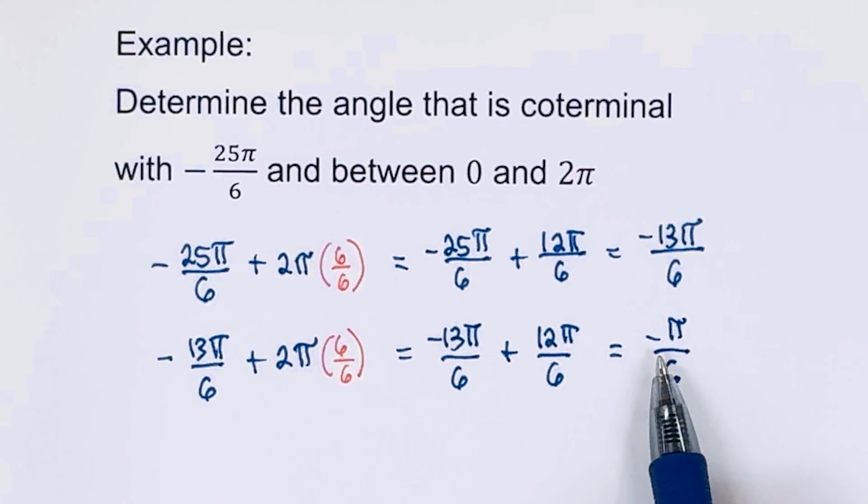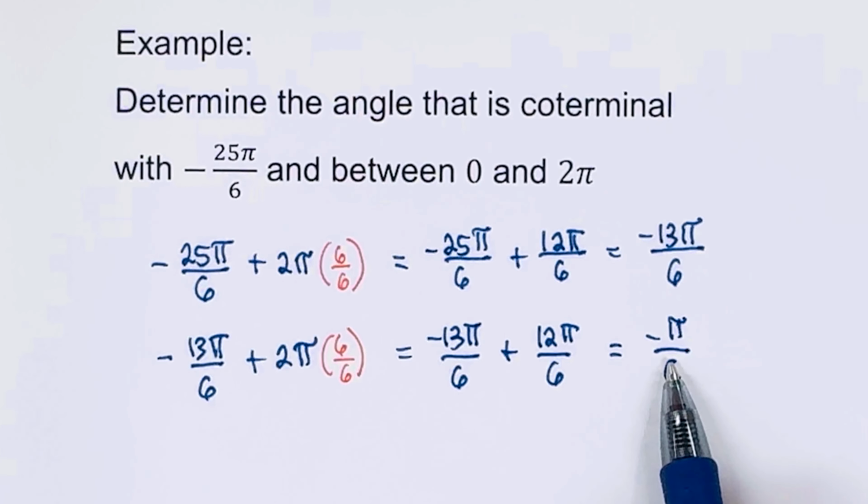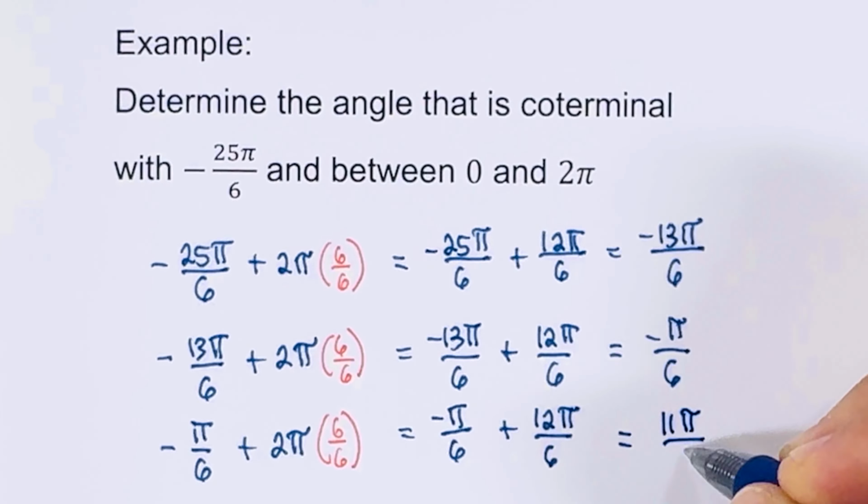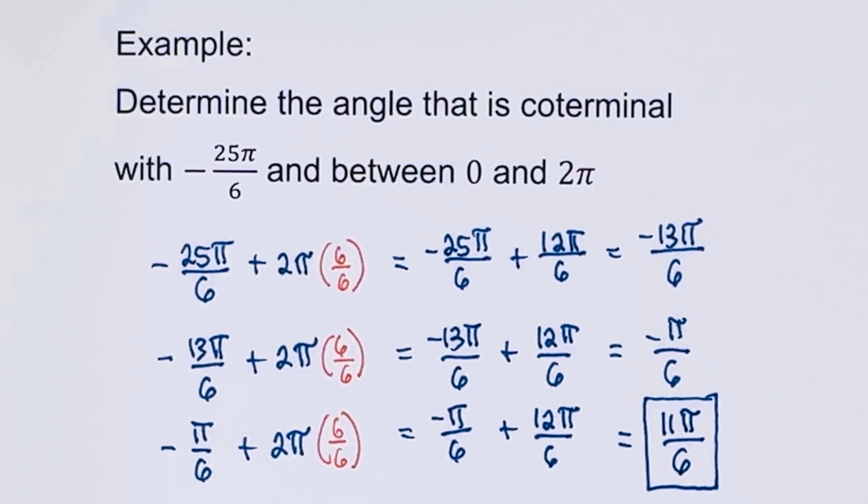So this is still negative, so we still have to add another 2 pi to this. And I'm going to show the work down here. So the angle that is coterminal with negative 25 pi over 6, that's between 0 and 2 pi, is 11 pi over 6. Now let's have another example.